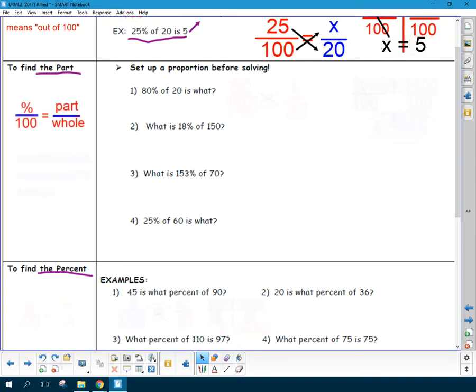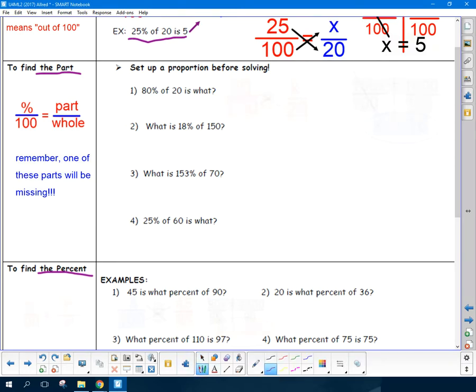It's the truth. Okay? The big thing to remember is of those 4 pieces, only one of them will be missing in each problem. And that's the part that will be x, and that's the part we're going to solve for. Okay? So an example of a problem where you're missing the part would be one like this one right here that says 80% of 20 is what?